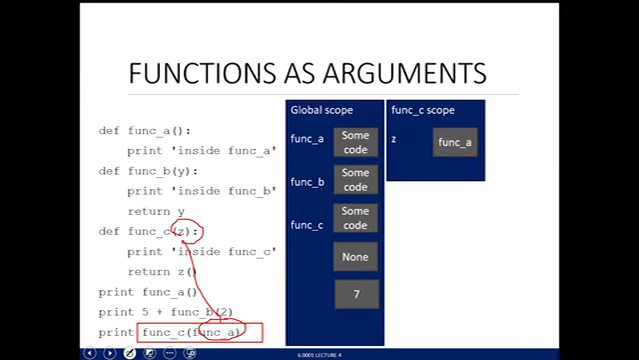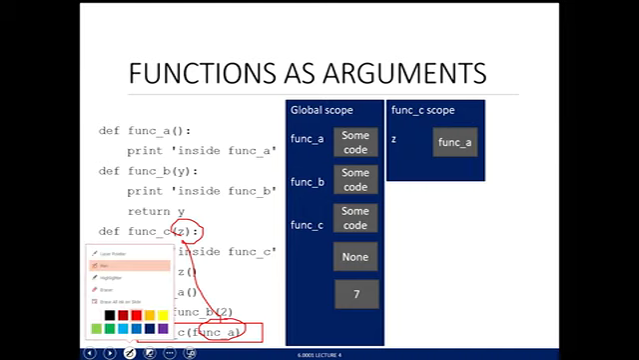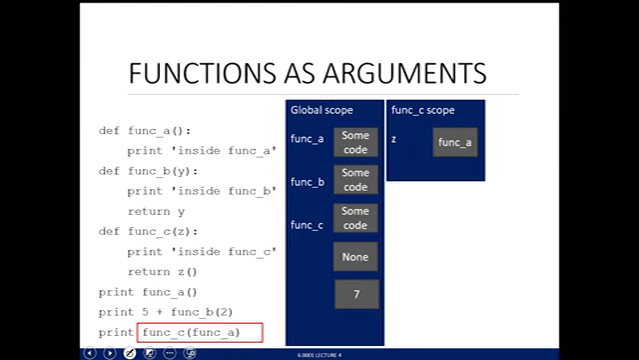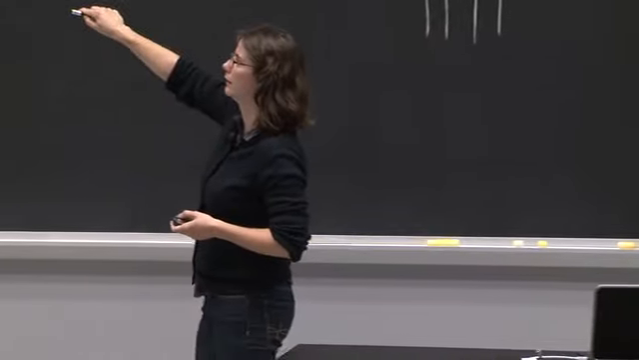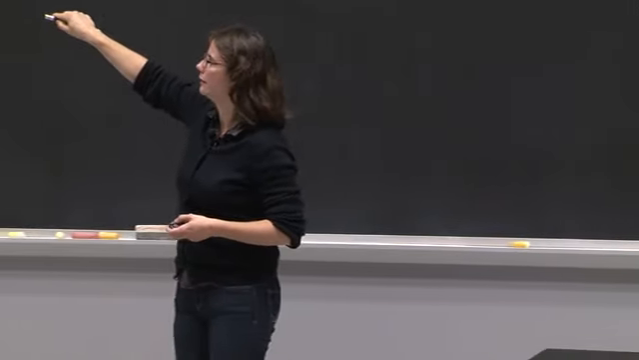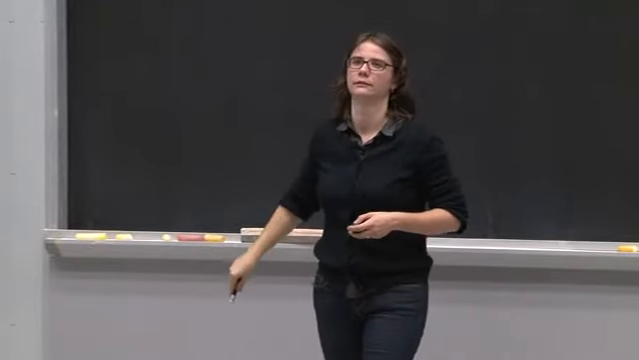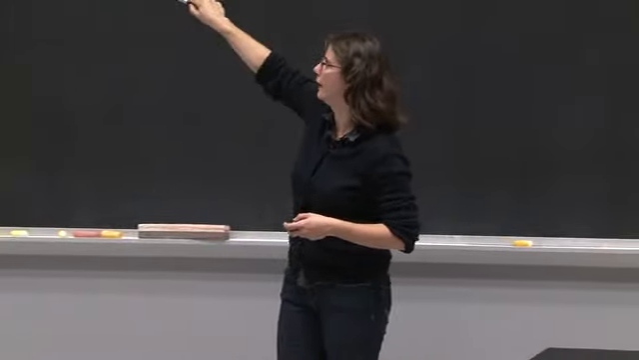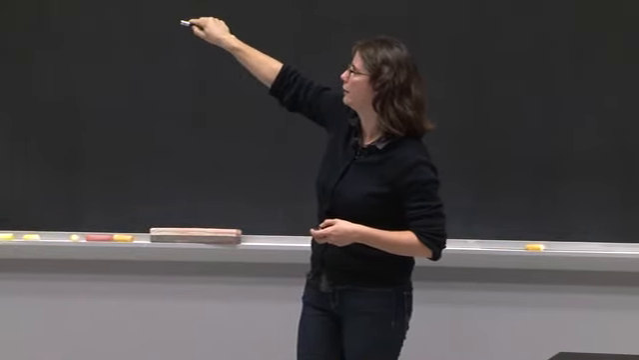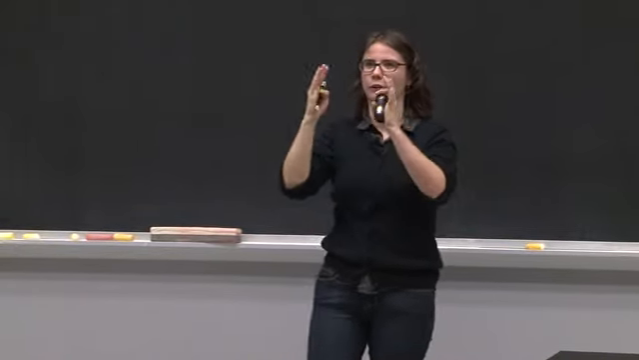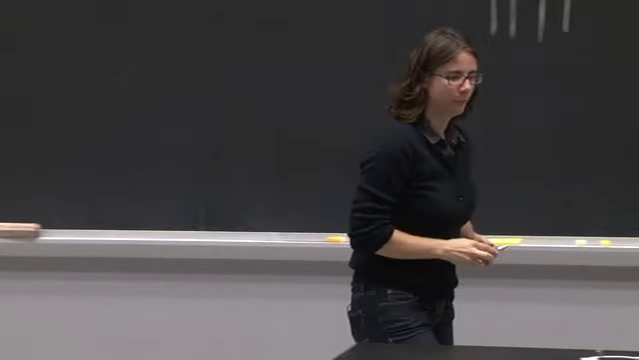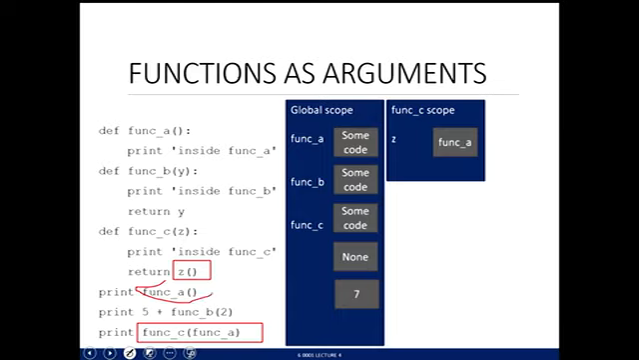Then what do we do inside func C? We print out inside func C, and then we return z. This is the cool part. Inside func C, z is func A. So if you replace z with func A, this here becomes return func A open close parentheses. Look familiar? We did that function call right there, right? So that's just another function call.